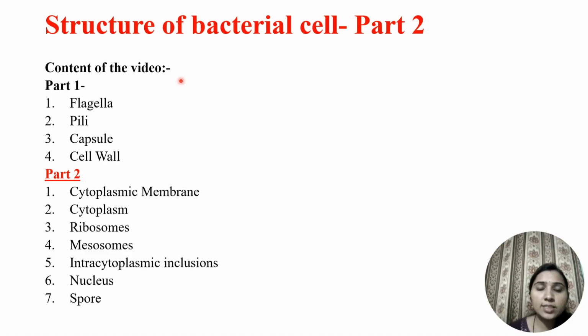So today we will see the structure of the bacterial cell. This is the part 2 video. In part 1 we have seen what are the flagella, pili, capsule and cell wall. In part 2 we will see what is the cytoplasmic membrane, cytoplasm, ribosome, mesosome, nucleus and spore. So now we'll start with the first.